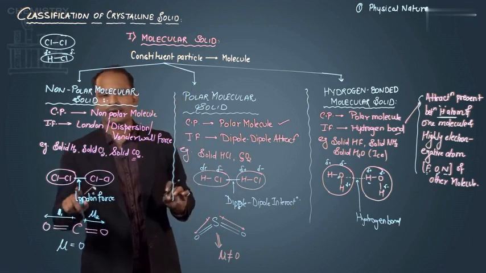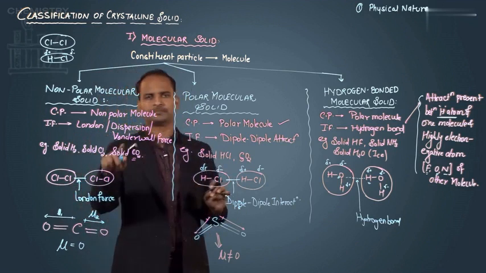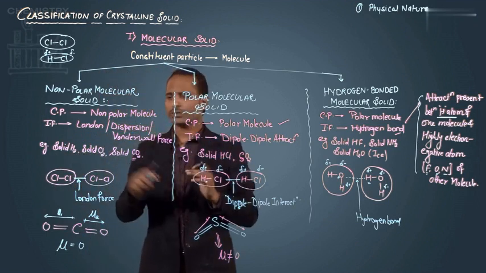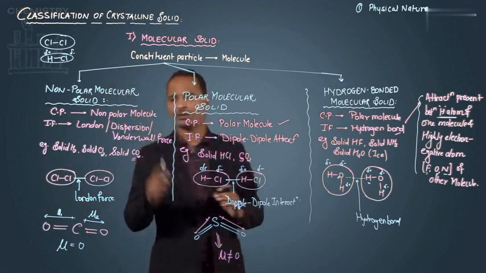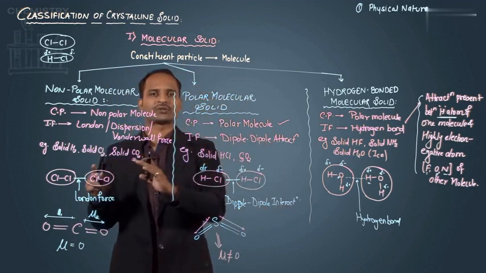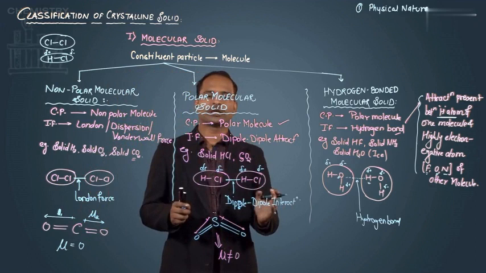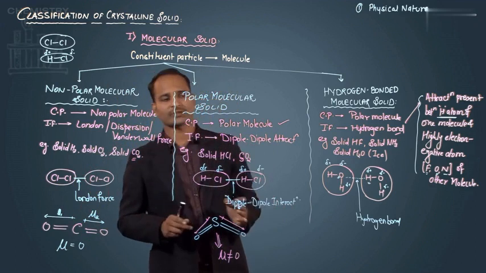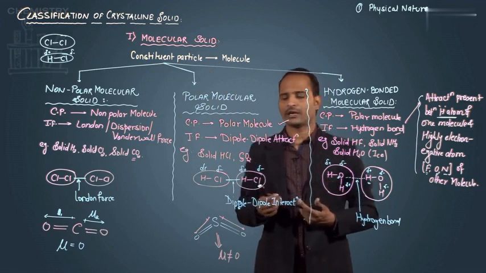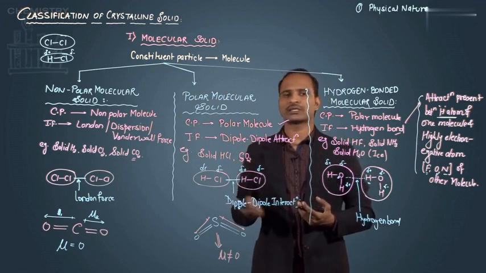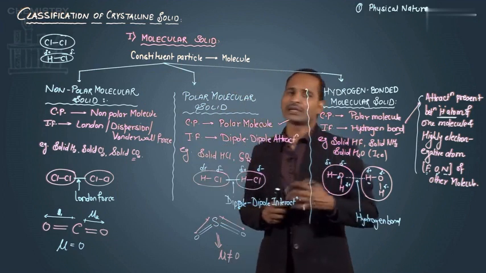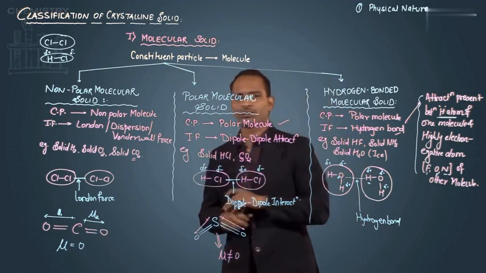So here, when a non-polar molecular solid gets converted into a solid state due to the weak force of attraction, I can say that it produces a soft solid. While in the case of a polar molecular solid, it also produces a soft solid on cooling. That is, a polar molecular solid is considered a soft solid, while the hydrogen bonded molecular solid may be either soft or hard.